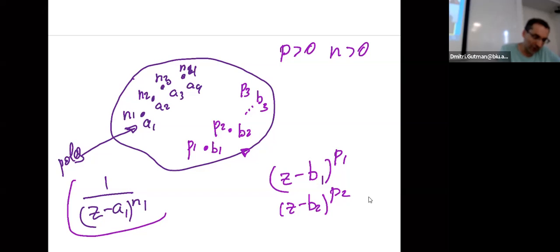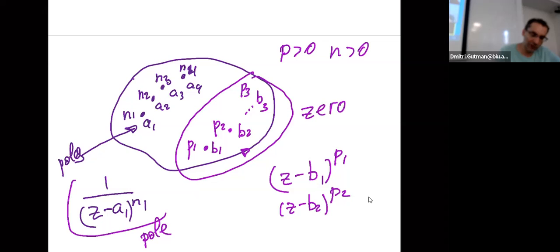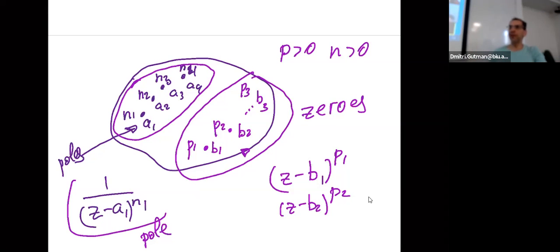Okay. So at the point A1, the function behaves as 1 over z minus A in the power n, and this is a pole. The function diverges at the point A1. At the point B1, the function converges and approaches 0. So these are zeros of the function f of z. These guys are poles. So there is a collection of poles inside the contour of integration, and there is a collection of zeros inside this contour of integration.